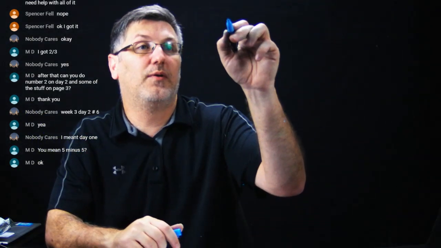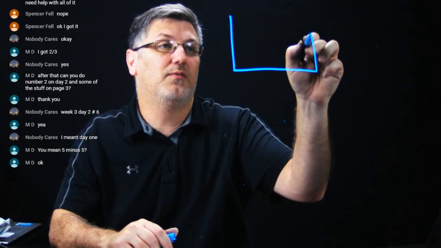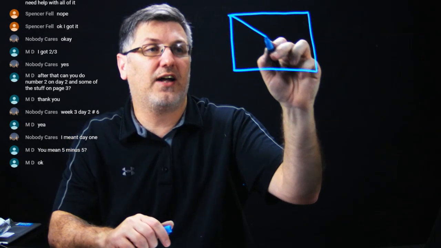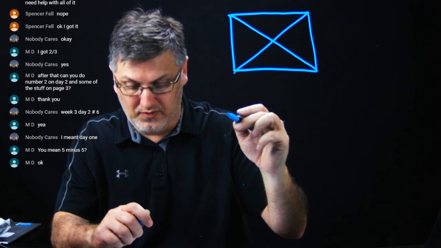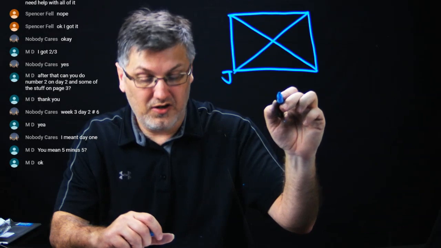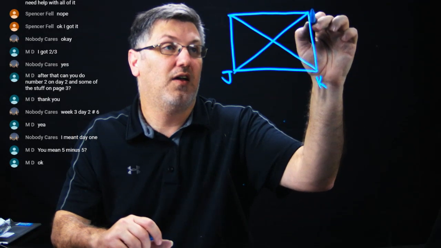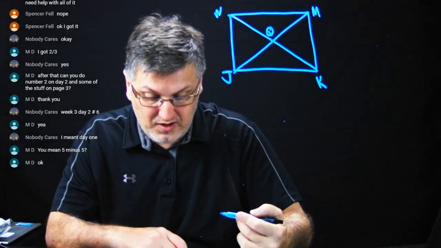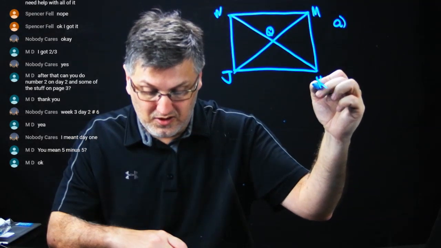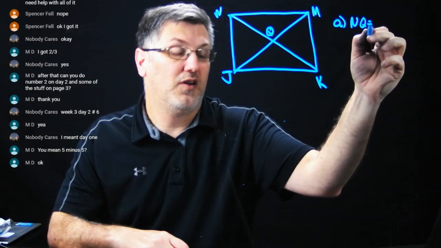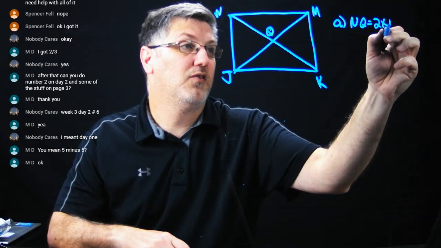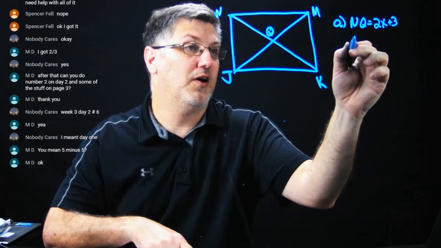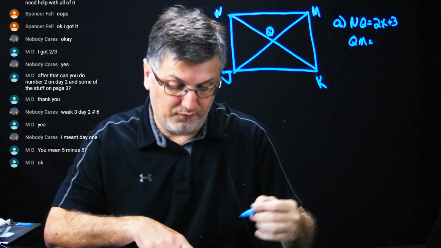All right, 2A for geometry, day 3. I tell you it's a quadrilateral, I mean, we tell you it's a rectangle, and we have diagonals going through here, and then we've got J, K, M, N, and Q. And then A says NQ equals 2x minus 3, and QM is 5x minus 9.